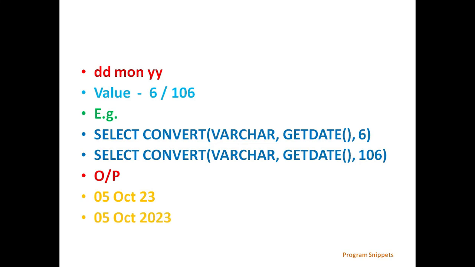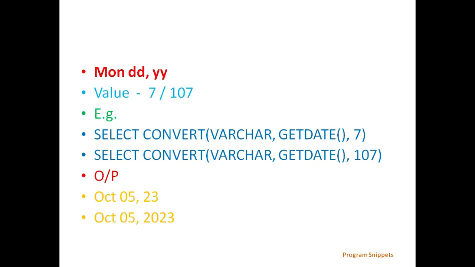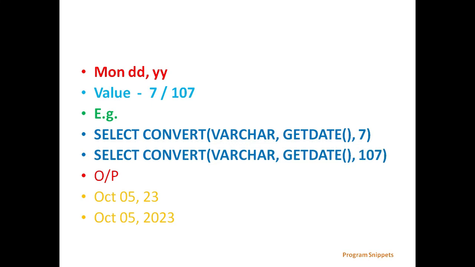or 5 October 2023. That is, it will display month in text format. Next format is month DD, YY. To get this, use the value 7 or 107. For example, select convert varchar getDate, 7 or select convert varchar getDate, 107 will give the output October 05, 23 or October 05, 2023. That is, here it will display month in text format first, then date, and then year.